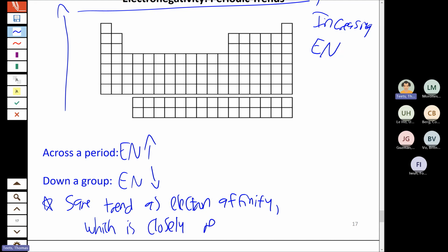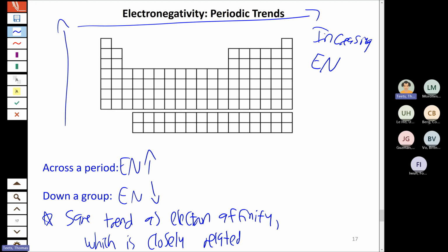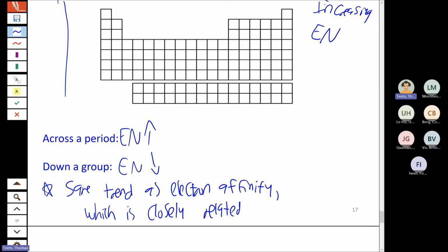It's the same trend as electron affinity, which it is closely related to. And when I say it's closely related, we have to understand it's not exactly the same thing. Electron affinity is the attraction that an atom has for an extra electron to itself, when it's all by itself to form an anion. For electronegativity, we're talking about when the atom is bonded to something else, how strongly it pulls the electrons towards itself. So it's slightly different, but it is related. So that's why the trends all kind of trend on top of each other.